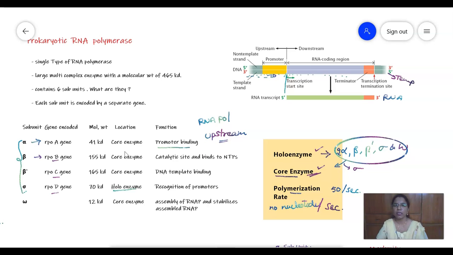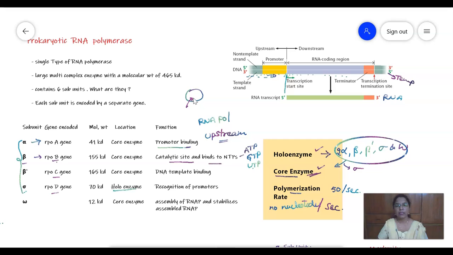The RNA polymerase alpha subunit binds to the promoters. After binding to the promoter, the process of transcription starts by bringing a conformational change in the RNA polymerase. Then the beta subunit, which is encoded by the RPOB gene, is the main catalytic site and binds to the NTPs. What are NTPs? Nucleotide triphosphates like ATP, GTP, CTP, UTP, etc.